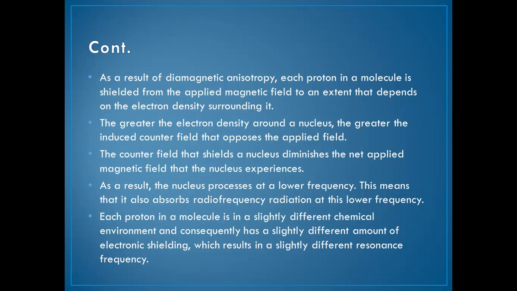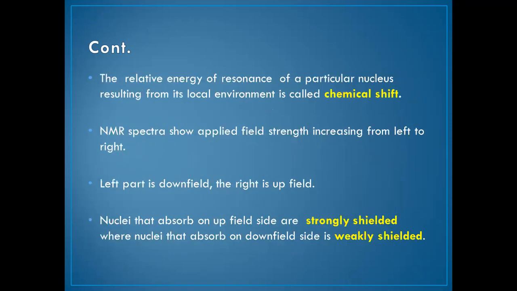Each proton in a molecule is in a slightly different chemical environment and consequently has a slightly different amount of electronic shielding, which results in a slightly different resonance frequency. So, what is chemical shift? The relative energy of resonance of a particular nucleus resulting from its local environment is called chemical shift. NMR spectra show applied field strength increasing from left to right. The left part is downfield and the right is upfield. Nuclei that absorb on the upfield side are strongly shielded, whereas the nuclei that absorb on the downfield side are weakly shielded.